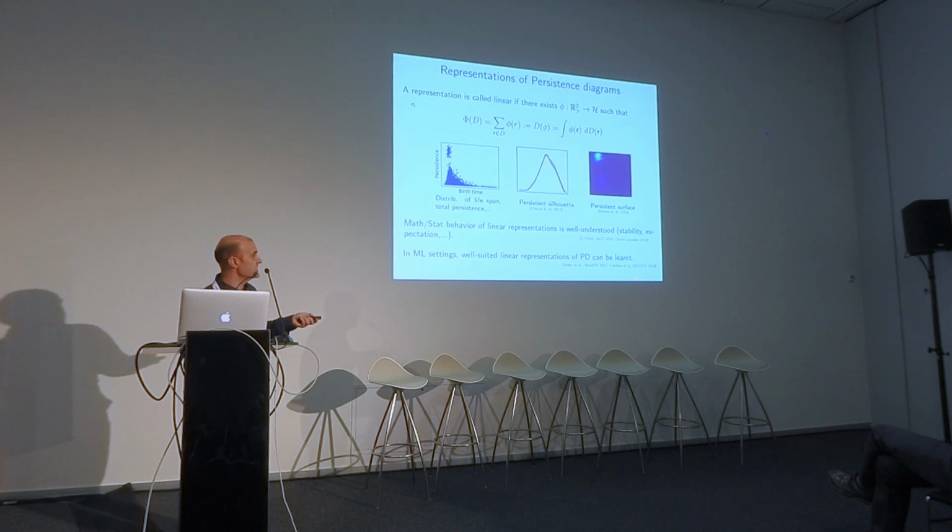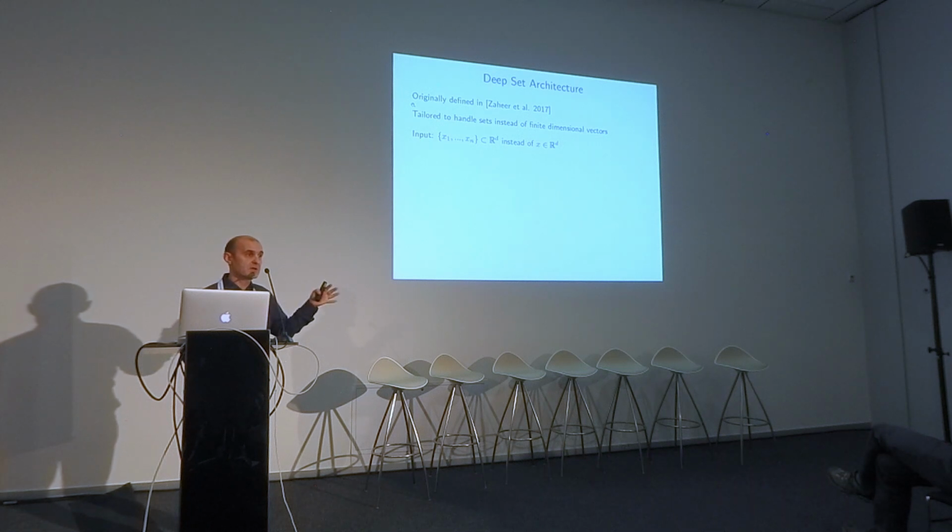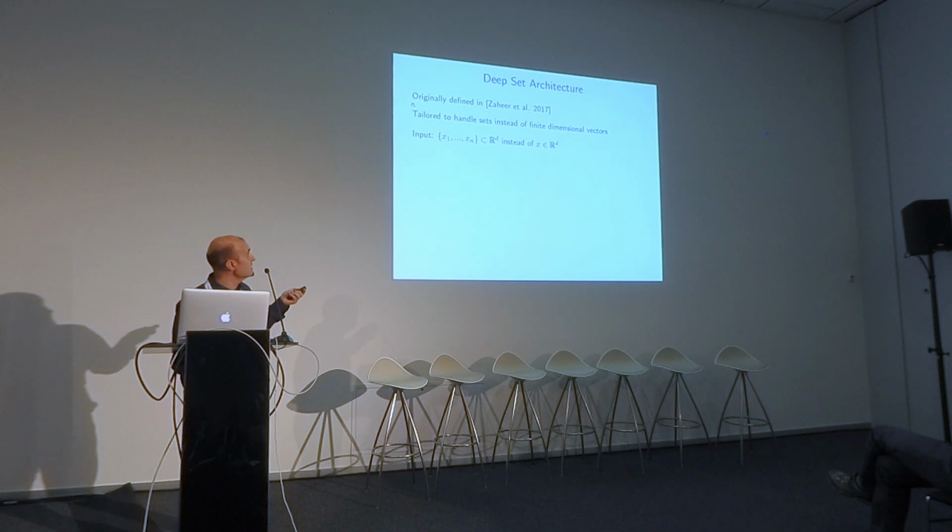Okay? And this has been done more or less for the first time, I think, about 2-3 years ago. And now there are various approaches to try to do that. I'm just going to mention one we introduced last year, which is just a neural network layer that we use to learn a linear representation of a diagram. And it relies on an idea coming from a work that was presented at NeurIPS 2 years ago, which is called deep set architecture.